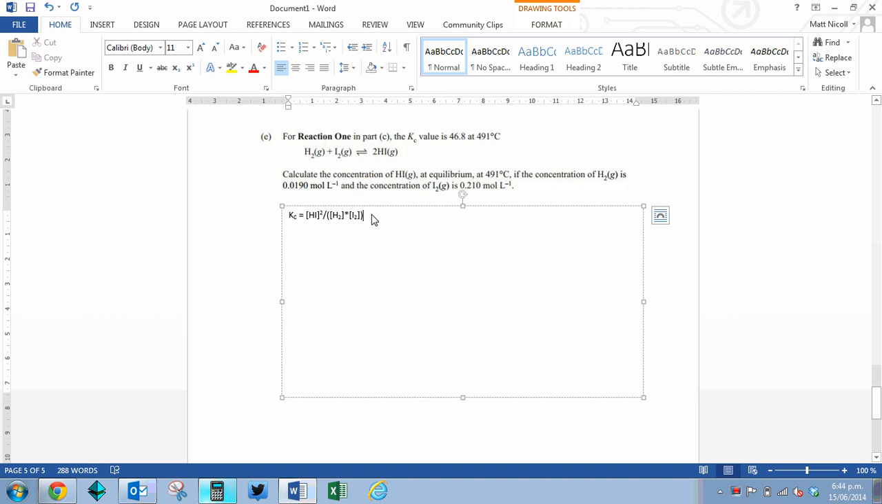All right, now they've given us some of these values. They want us to calculate the concentration of HI, which is the thing we've squared, at 941 degrees Celsius, given these other values. They've also given us that the Kc value is 46.8. So, 46.8 equals some unknown squared. I'm going to call it x because that's what my maths teacher always told me unknowns are. Over 0.0190 times 0.210.